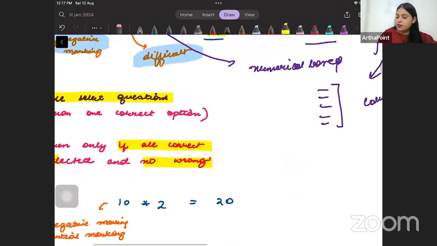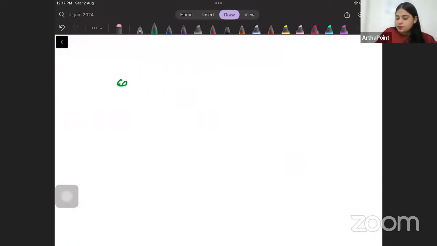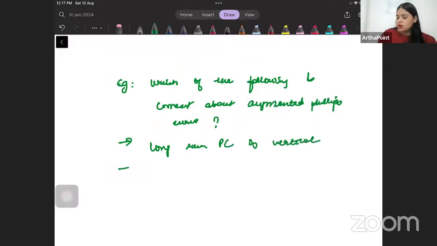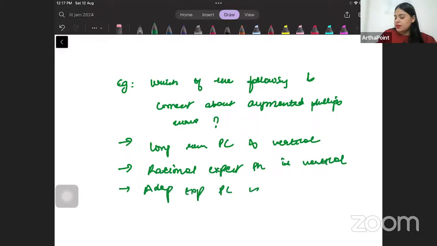Let me give you an example. So supposedly I ask you, which of the following is correct about augmented Phillips curve. ऐसा कुछ मैंने दे दिया, ठीक है, and I give you some options. जैसे for example I can say long run Phillips curve is vertical, rational expectation Phillips curve is vertical, adaptive expectation Phillips curve is downward sloping. Like this, I give you 4 options.